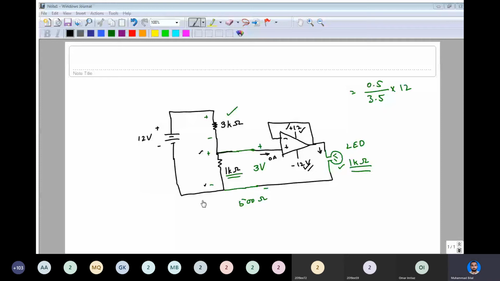It means we have incorporated our load resistance, or you can say LED resistance, in the design process. If our design is so simple that we know what will be the value of the load, it is okay. But if we don't know what we are going to connect at the output of this voltage follower circuit, then we cannot incorporate this resistance of the load in our voltage divider circuit. Okay, that is an issue.